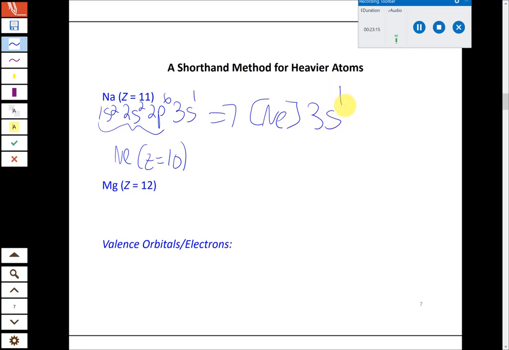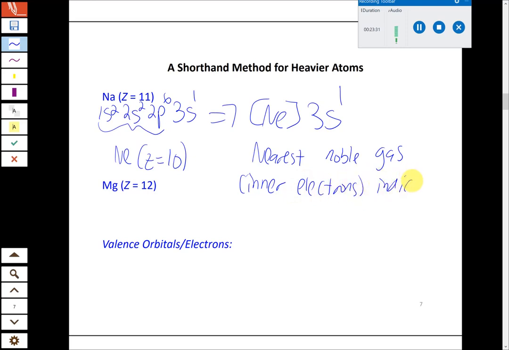Okay, so basically the nearest noble gas being the last column of the periodic table, as we'll touch on in a little more detail in a little bit. This nearest noble gas, which are what we call the inner or core electrons, are going to be indicated with brackets.